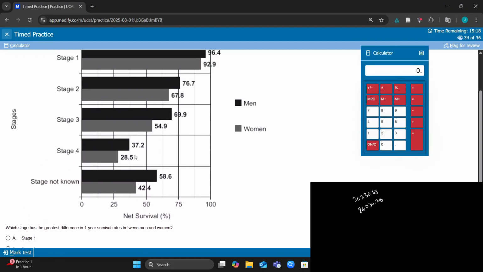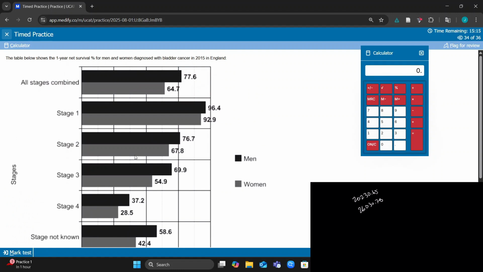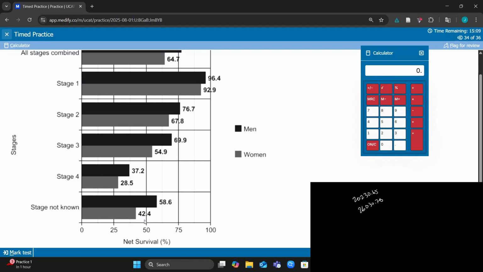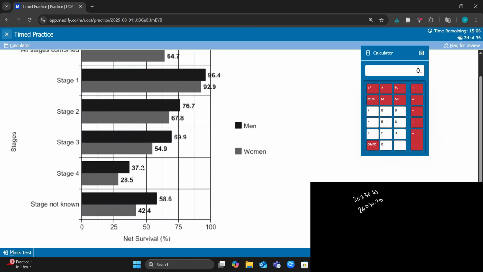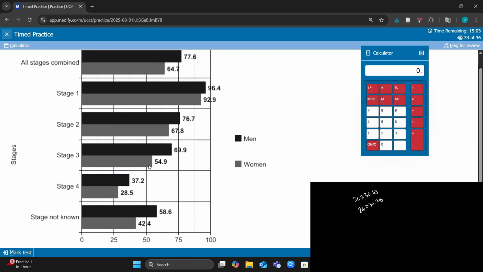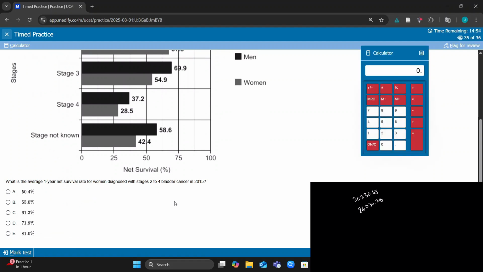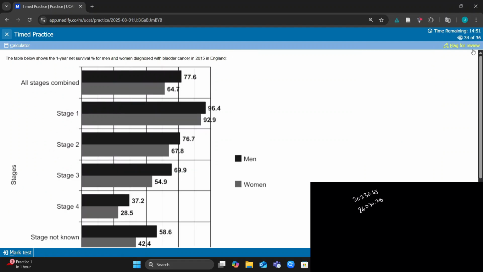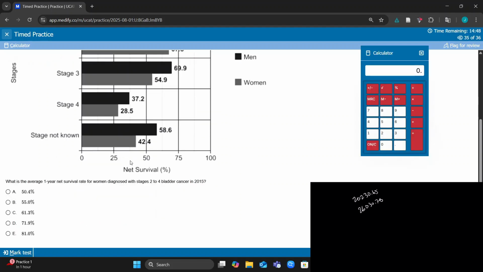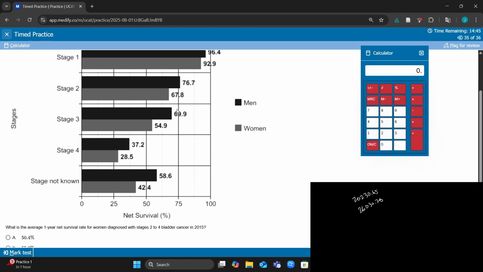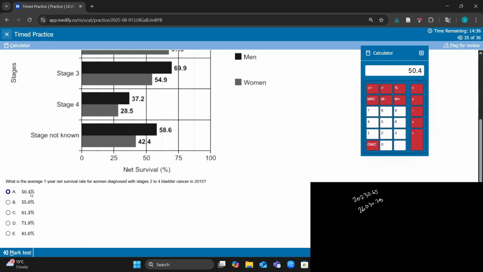Is this net survival for 1 year? What stage is the greatest difference in 1 year survival rates between men and women? Yeah, survival rates. It's probably that's 15%, but that's greater. That's like 16.2. I can't tell for this. What's the average 1 year net survival rate? Well, I'm a bit unsure on this one, so I'll flag it and I'll come back to it. It's average 1 year for women diagnosed from stage 2 to 4 bladder cancer. So 67.8 plus 54.9 plus 28.5 divided by 3, 50.4.